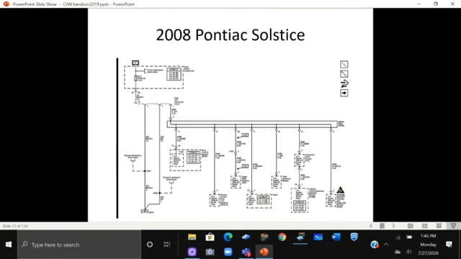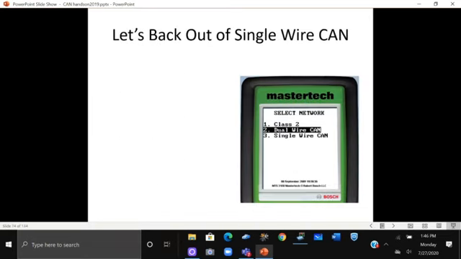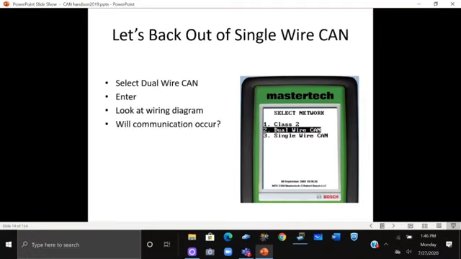Now this is low speed, because you'll notice it's on pin 1. The key here is to get a module status. Once we have module status, compare it to actual. What does the scanner say on module status? And then what does the wiring diagram say? So we back out of this and we go over to dual wire. Once we get the dual wire, we hit enter and we have exactly the same thing happen.